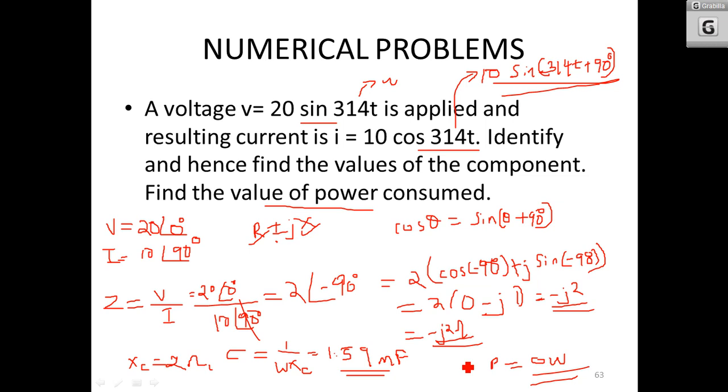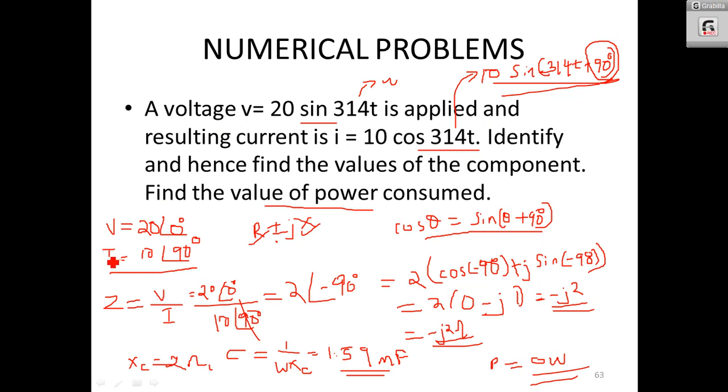Once more, I will explain this problem. Voltage is given by 20 sin 314t, and current is given by 10 cos 314t. Voltage is sine and current is cosine. Cos theta is equal to sin theta plus 90, therefore current can be written as 10 sin 314t plus 90 degrees. So the angle associated with the current is plus 90 degrees, and we can write current as 10 at an angle 90 degrees.